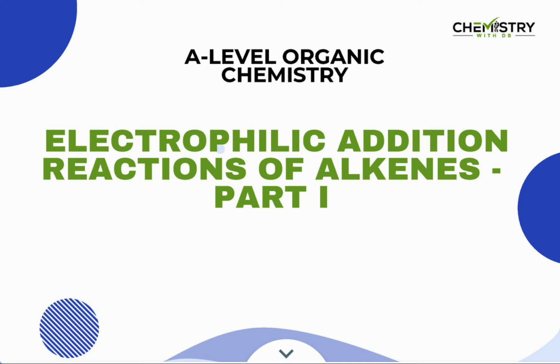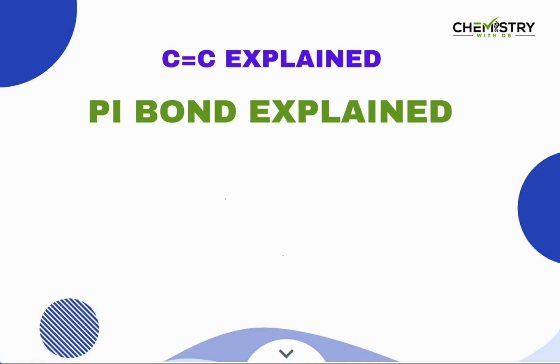So in this video I am going to explain the electrophilic addition reactions of alkenes, the basic concepts. First of all, let's see what the C double bond C is made up from. You know that one of these bonds is a sigma bond, which are all single bonds or sigma bonds, and the other one is a pi bond.